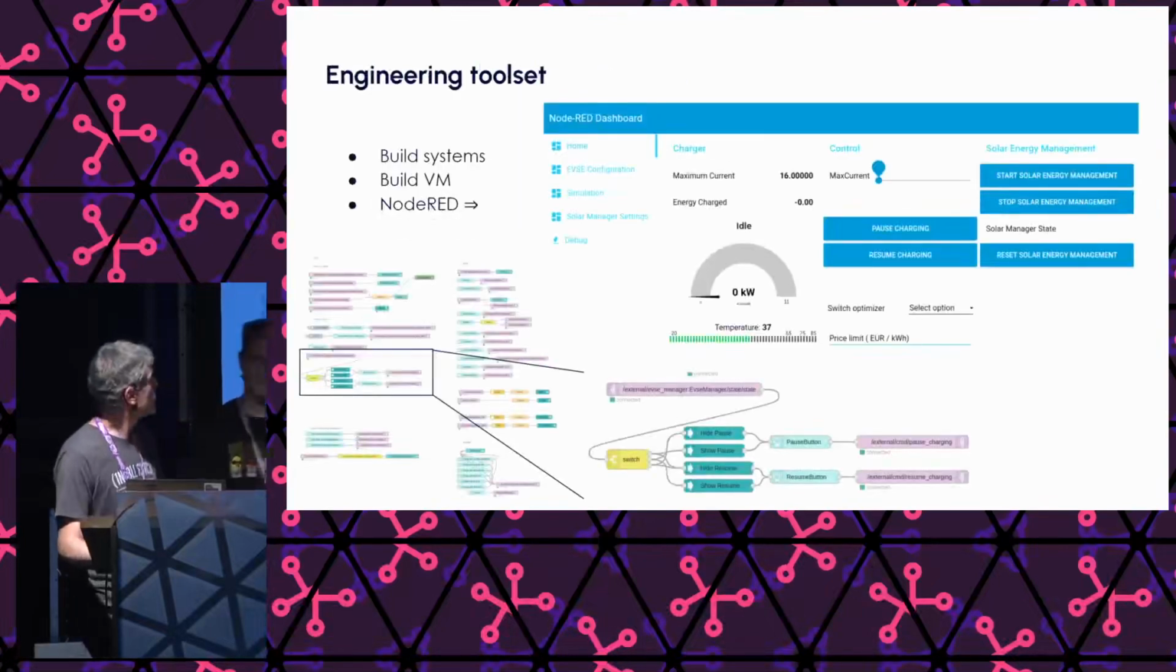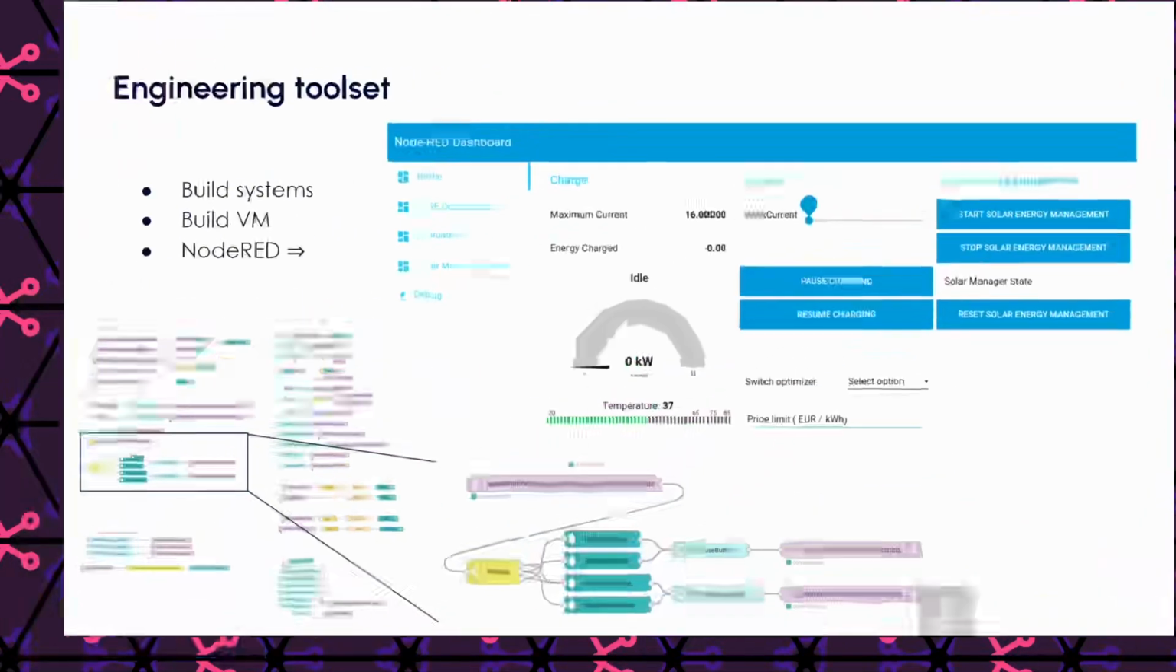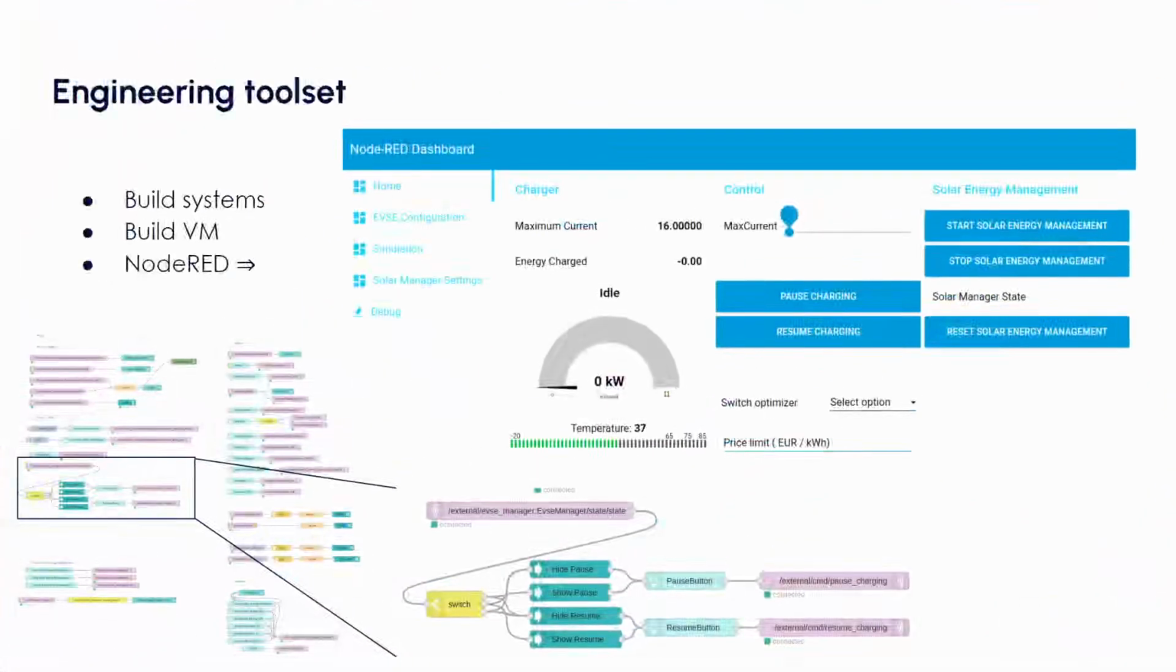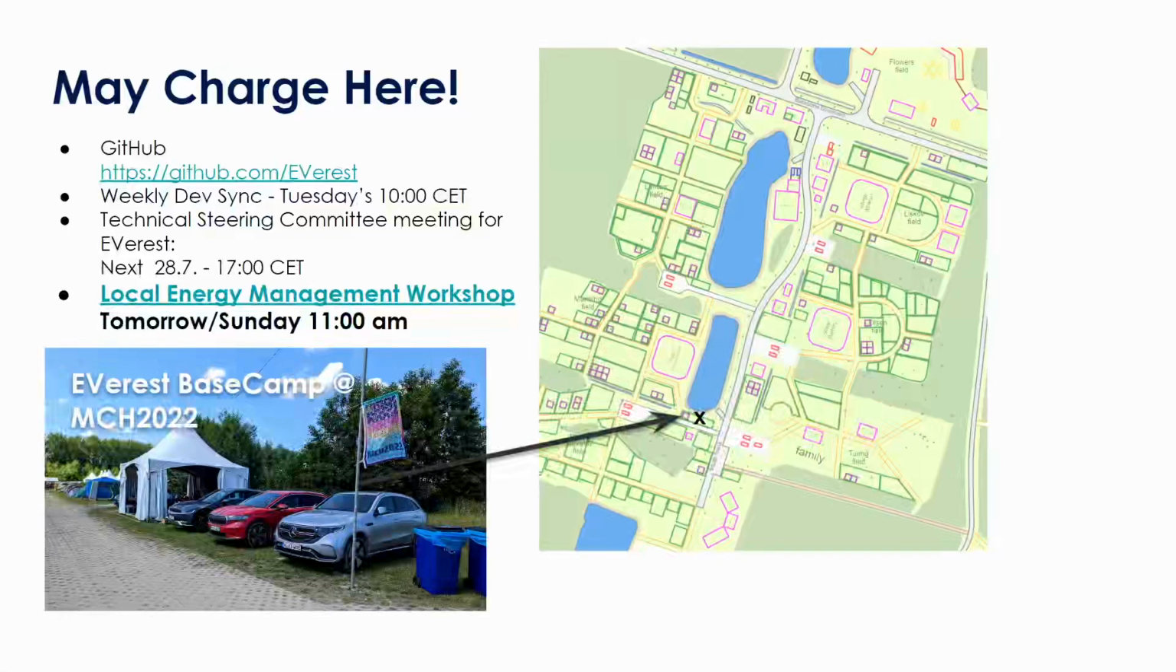Yeah. We do use a lot of Node-RED during development. Since it's based on MQTT, it's actually fairly easy to drop in Node-RED and build some development UIs to visualize something or add some buttons to do something in the meantime. So that's a very nice tool to use with EVerest. Yeah, and basically that's it.